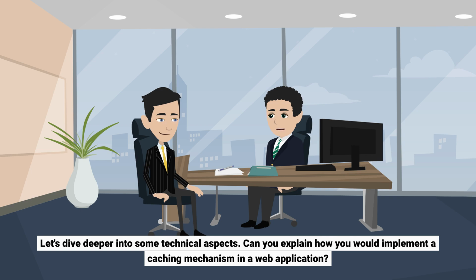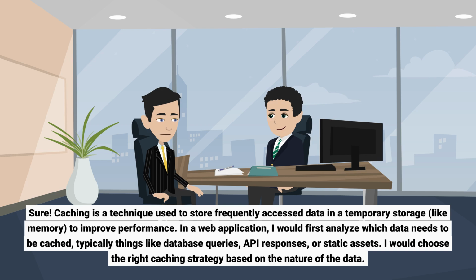Can you explain how you would implement a caching mechanism in a web application? Sure. Caching is a technique used to store frequently accessed data in a temporary storage, like memory, to improve performance. In a web application, I would first analyze which data needs to be cached, typically things like database queries, API responses, or static assets. I would choose the right caching strategy based on the nature of the data.